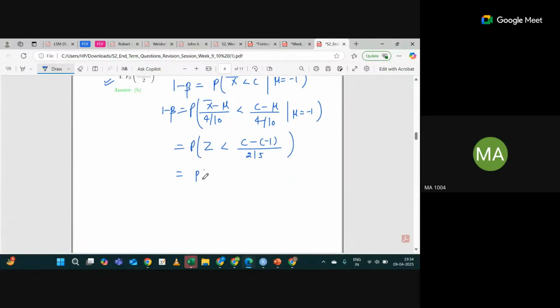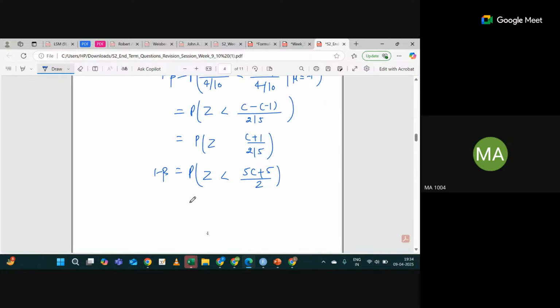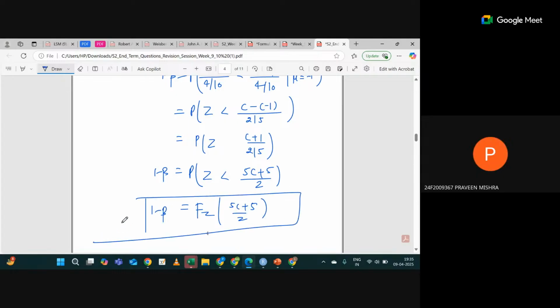So this will be probability Z less than 5 times (c plus 1) divided by 2, that is, probability Z less than (5c plus 5) divided by 2. So this is 1 minus beta. In terms of F_Z, it will be F_Z of (5c plus 5) divided by 2. Is this clear?